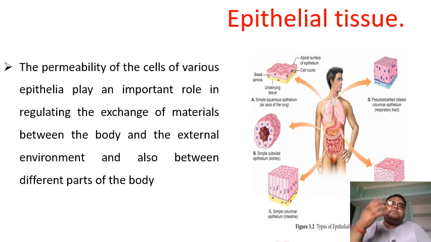Suppose that I am taking in air, and that air is going into my lungs, and in my lungs there are air sacs. So the diffusion of air has to happen through the epithelium, right? So the permeability of the various epithelia plays a very important role in regulating the exchange of materials. Okay, students, shall we proceed ahead?